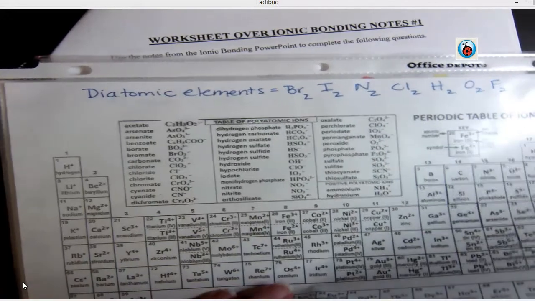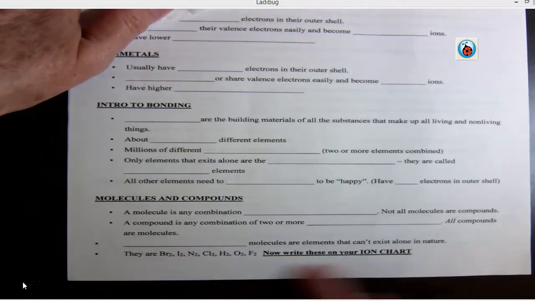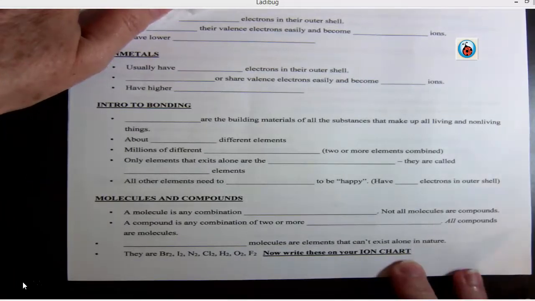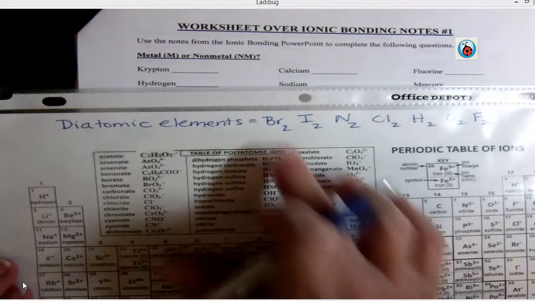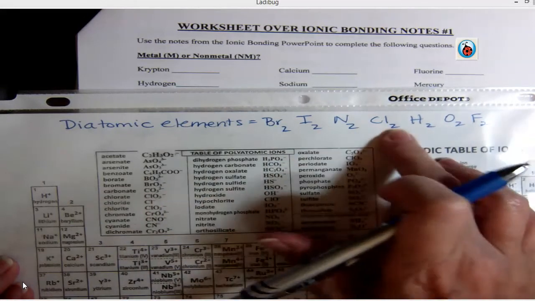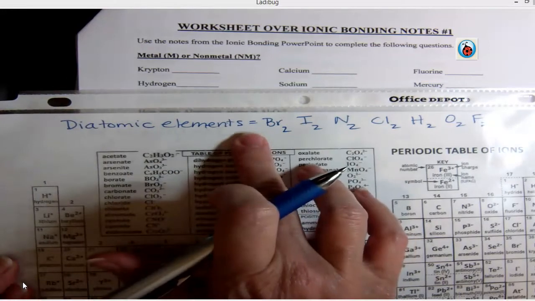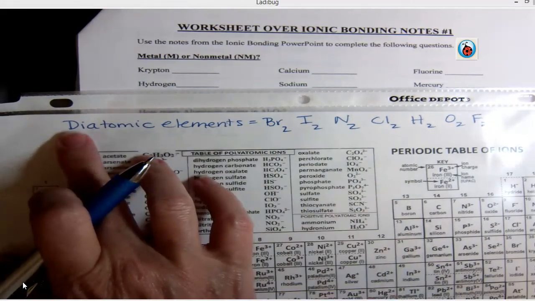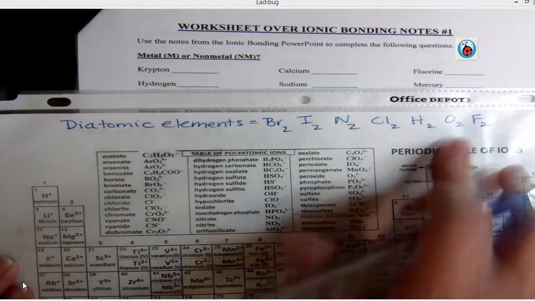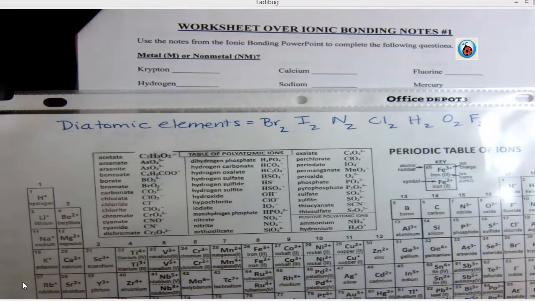Okay, back on page, where is it? Right here. Molecules and compounds, page 1 of your notes. It says write these on your ion chart. All right, we need these. Bromine, iodine, nitrogen, chlorine, hydrogen, oxygen, fluorine. These elements come in pairs, and that's why they're called diatomic, di meaning two. Okay, write those on there. We're going to need those at a future date, so I want you to have those on there.